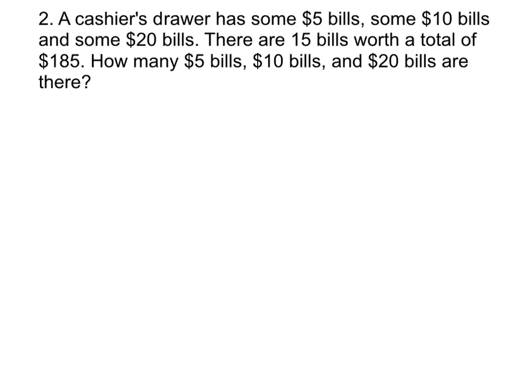All right, on this one it says, a cashier's drawer has some $5 bills, some $10 bills, some $20 bills. There are 15 bills worth a total of $185. How many $5 bills, $10 bills, and $20 bills are there? The big thing to remember is you're going to have to do some playing with it. You might get it, but it's going to be pretty tricky to get the right answer the first time.